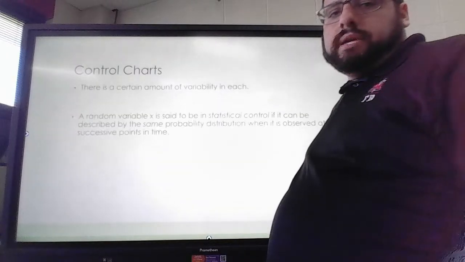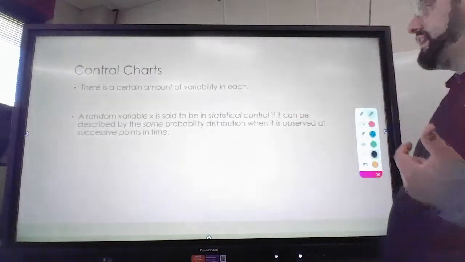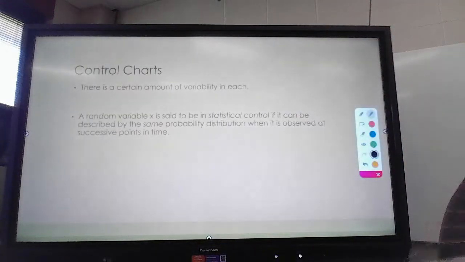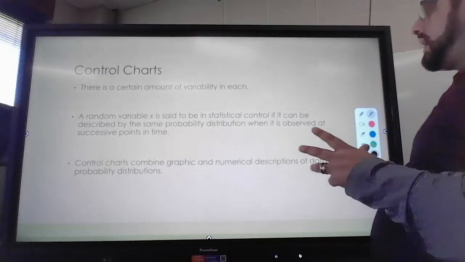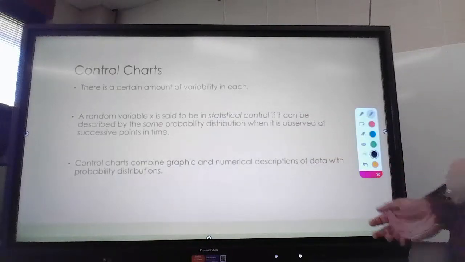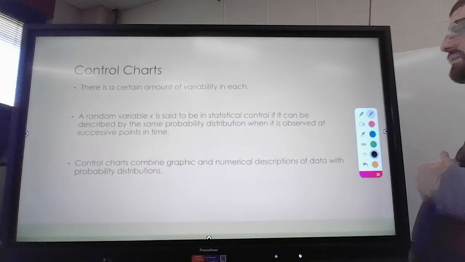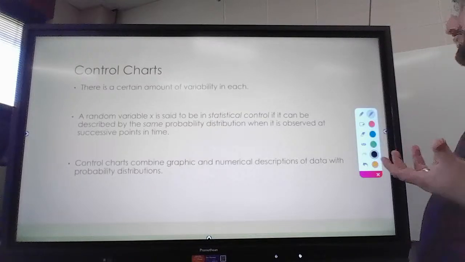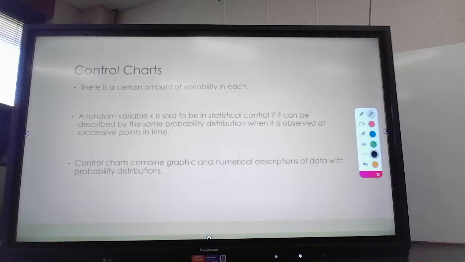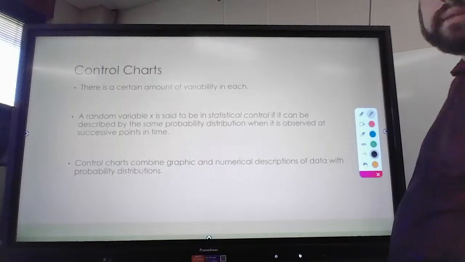Now, because there's a certain area of variability in each one, we talk about whether or not a variable is said to be in what's called statistical control. A variable is said to be in statistical control if it can be described by the same probability distribution when it's observed at different points in time. And what these control charts do is combine graphical and numerical descriptions of data within those probability distributions.